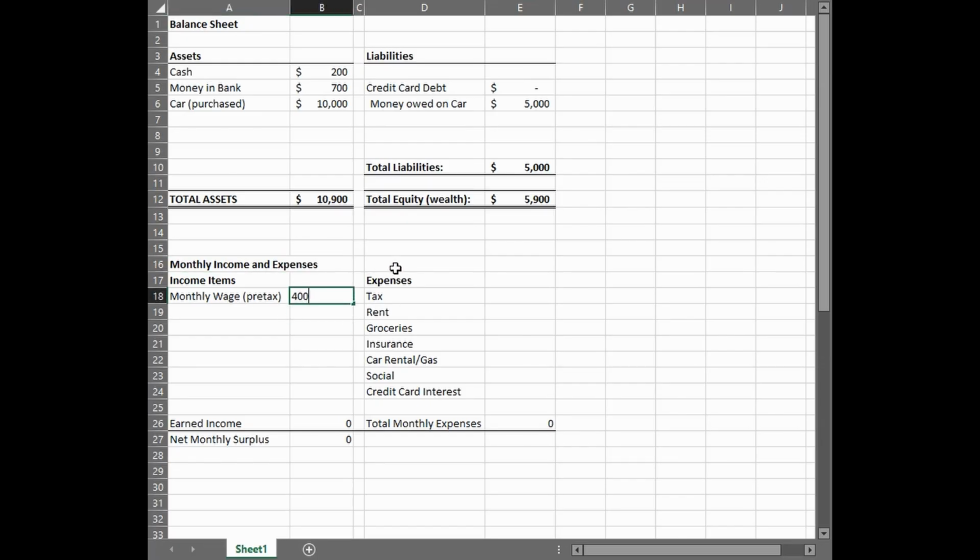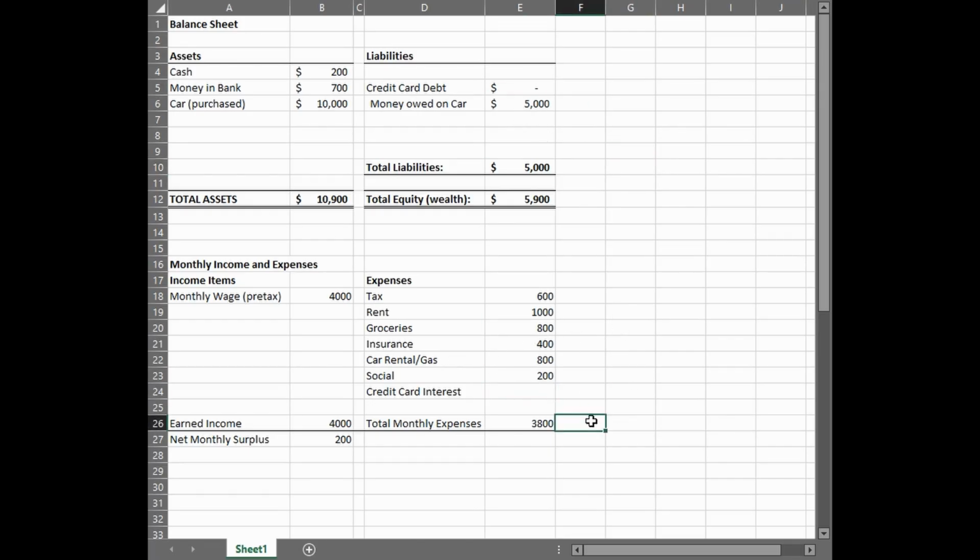Let's say you make $4,000 a month before tax. You necessarily will pay some tax, so your employer is probably automatically withholding like $600 of tax or so. We have rent, groceries, insurance, just some basic essentials here to keep this simple. And let's say we're not particularly socially active, or we at least are responsible financially when we do social stuff. And then we have no credit card debt, so we have no credit card interest.